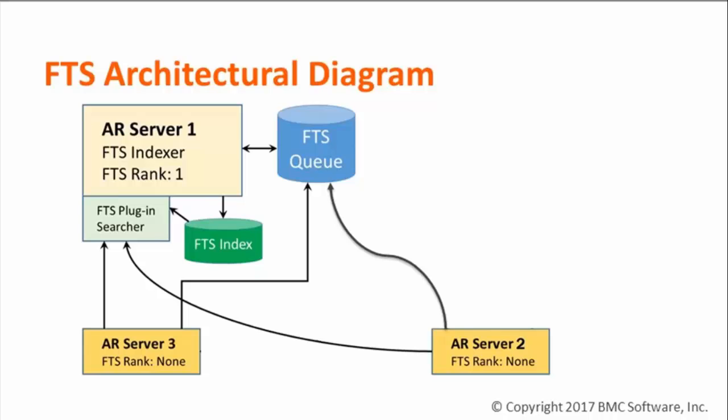The search requests from the remote AR servers in the server group are routed to the primary FTS searcher via the searcher plugin process and connect on the secondary FTS port.